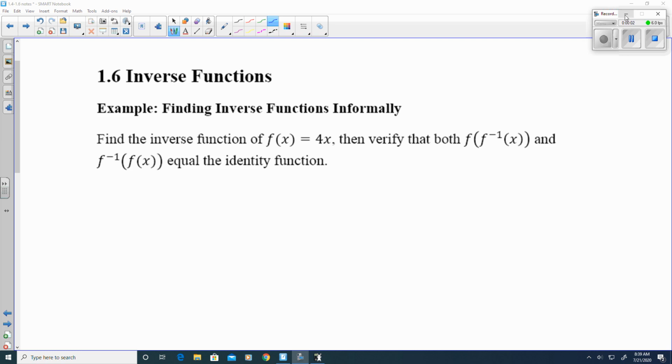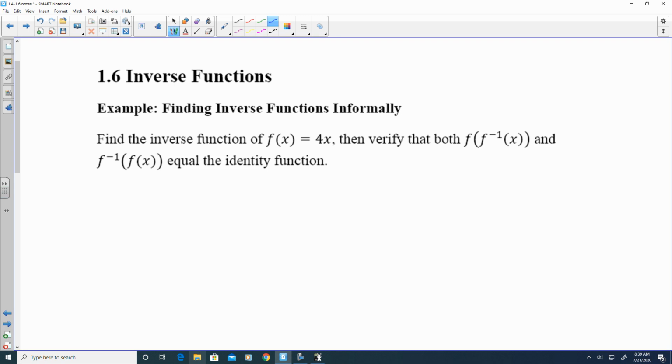Okay, we are going to have the last section here of chapter 1 on inverse functions. We need to know by the end of this section how to find inverse functions, what their relationships are to each other, how to verify two functions are inverses, and things like that.